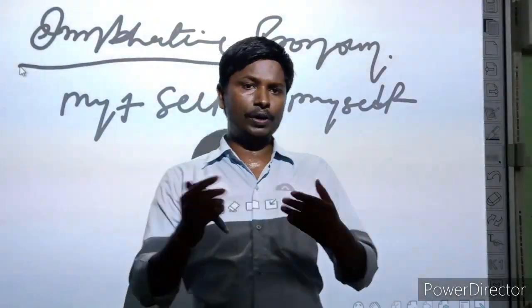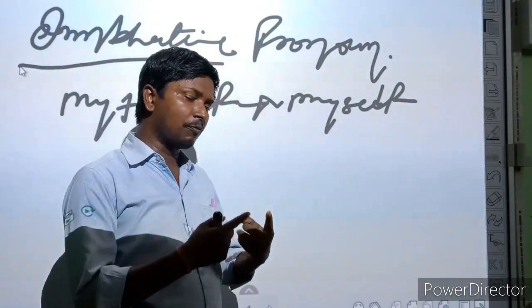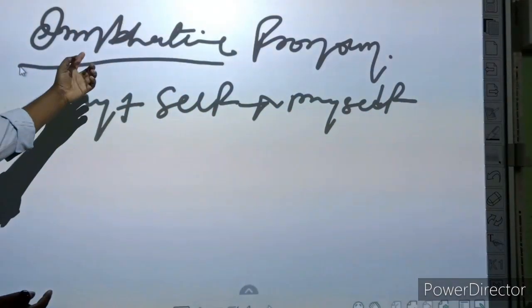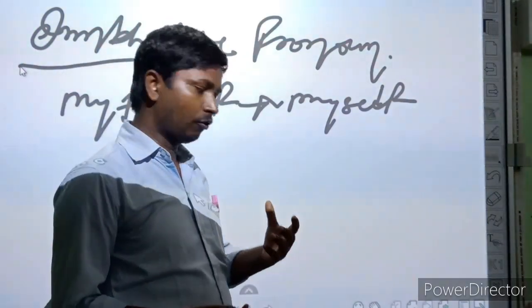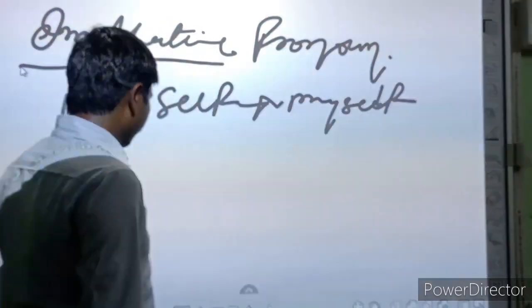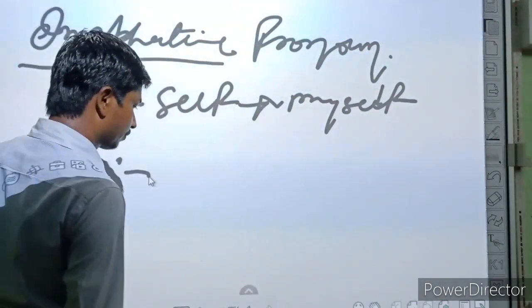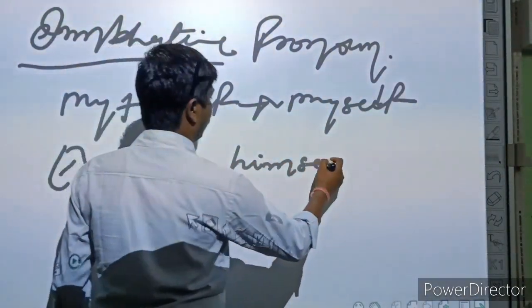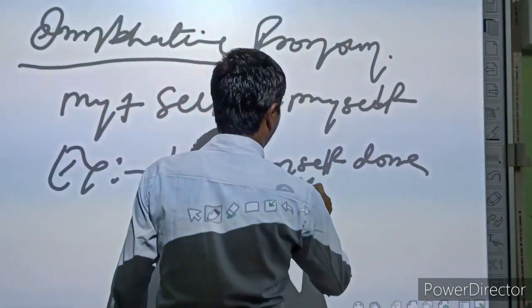Like an example I am going to tell you: I have done this work, I myself have done this work. When we use a pressurized word to do a work, then it can be called emphatic. Emphatic means putting your pressure. Today I am going to explain by an example. He himself done this job.